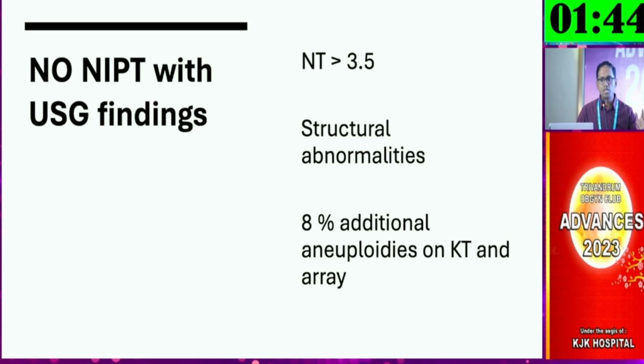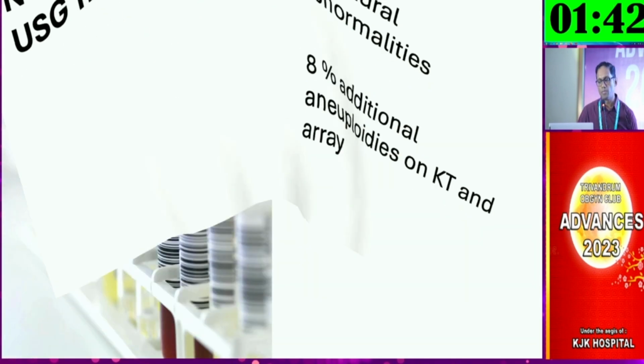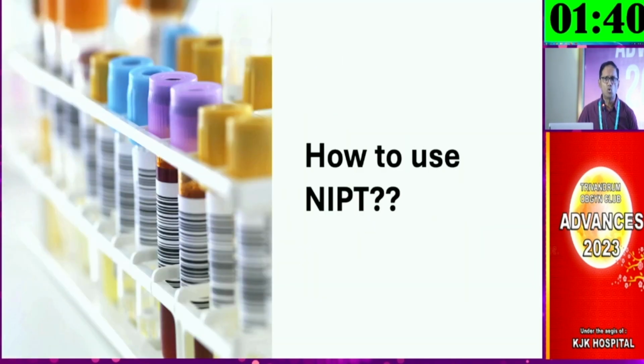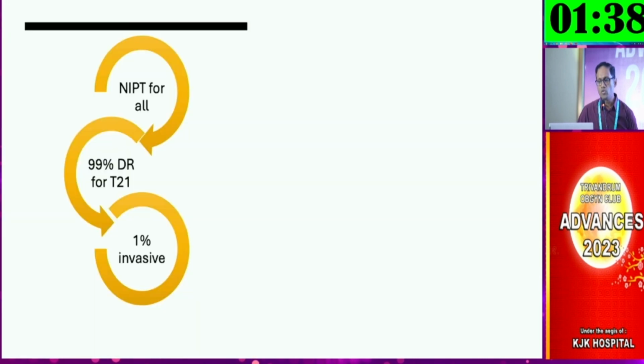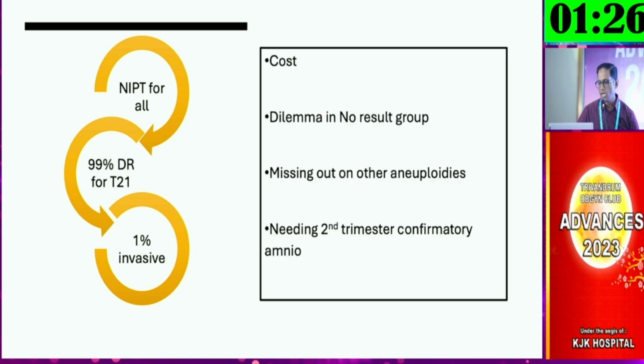Now, after hearing all this, how do we use NIPT? What is the take home of all of this? Now, some of you might think, let's do NIPT for all. Let's do NIPT for all our patients. Let's do a good NT scan. Let's look at the anatomy of the baby at 11 to 12 weeks, and let's do an NIPT for all. Now, when you do that, 3 to 5% of the time, you're not going to get a result.